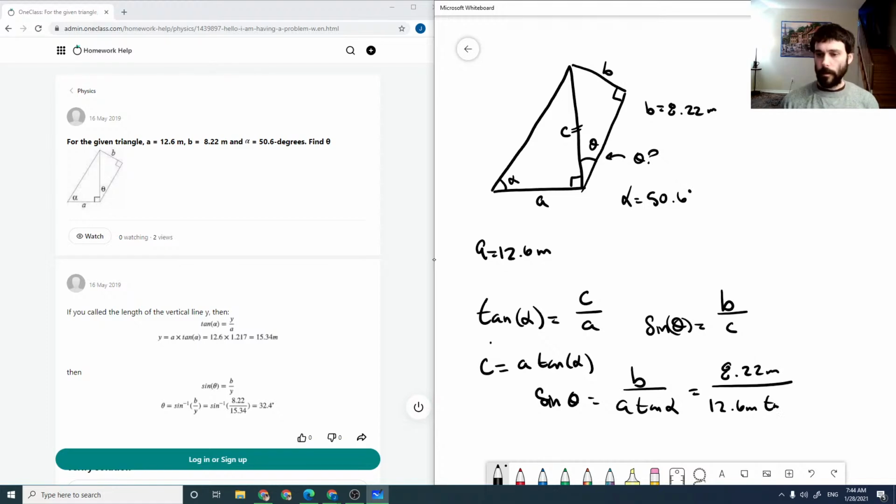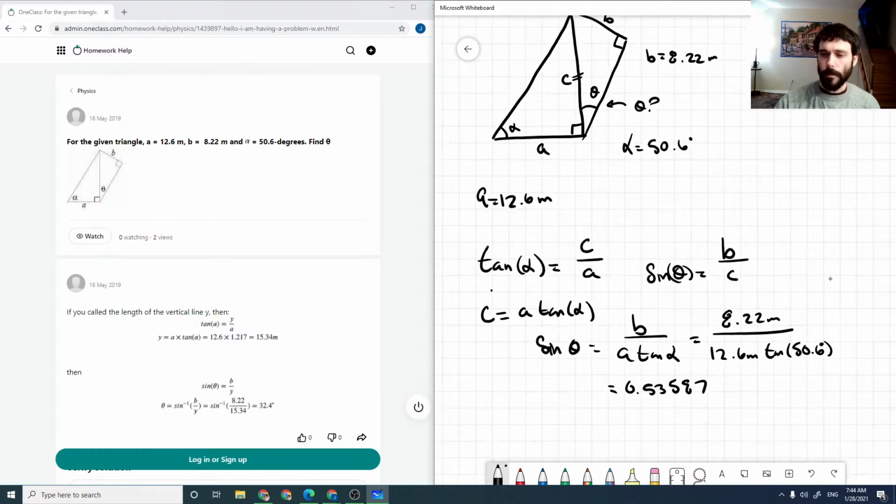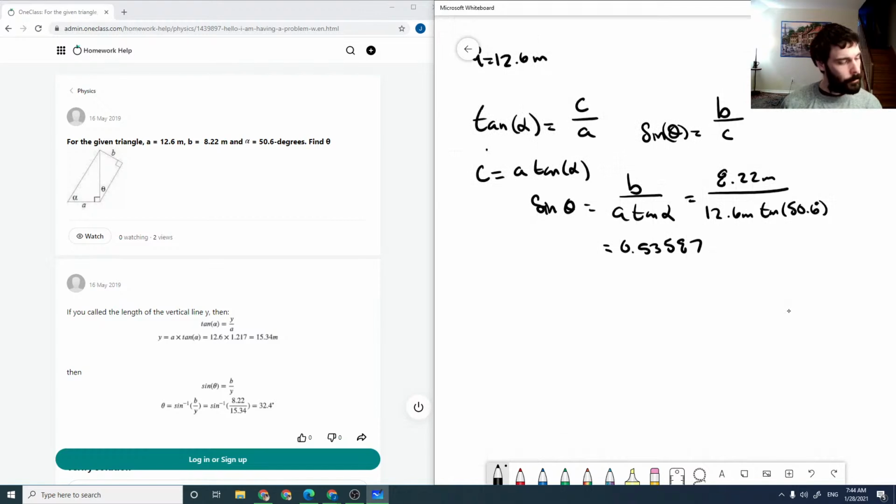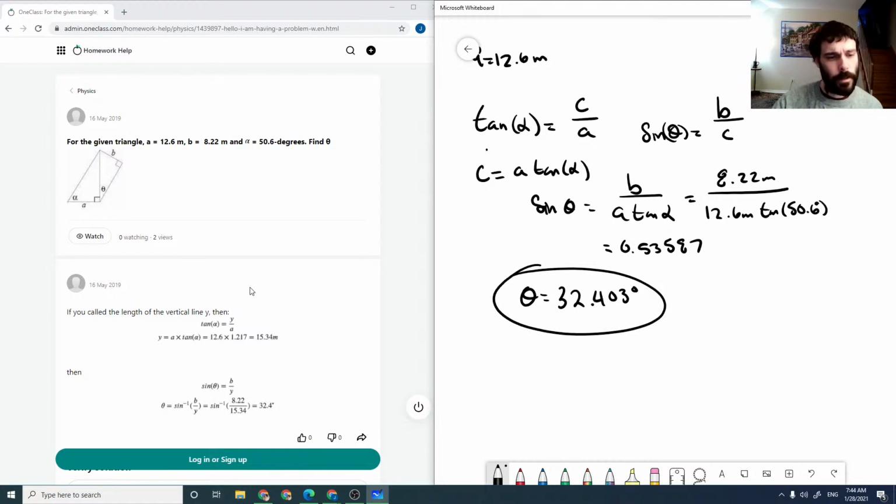which is 8.22 meters over 12.6 meters times tan of 50.6 degrees, which is 0.53587. So then theta is equal to 32.403 degrees. All right, so there's our theta.